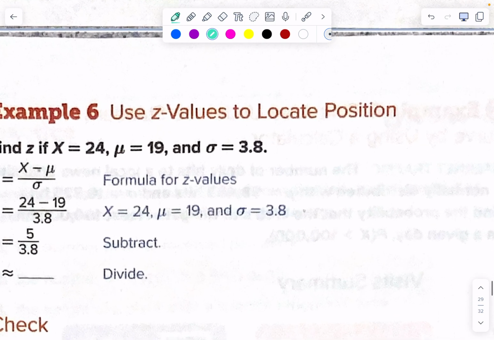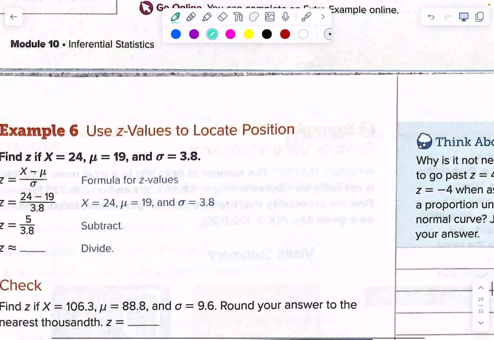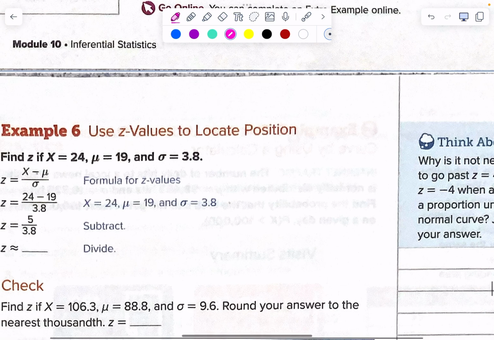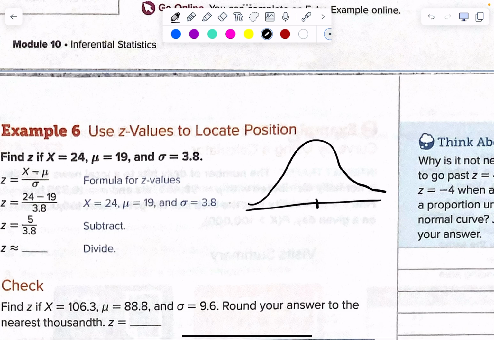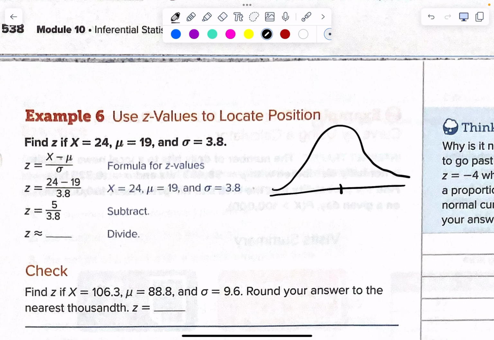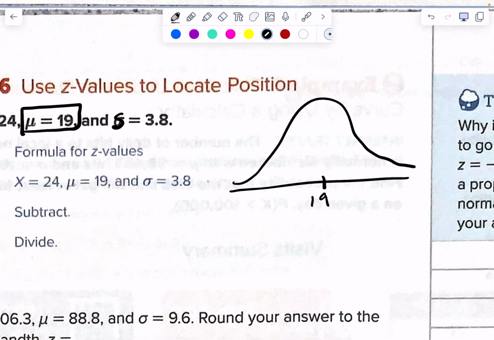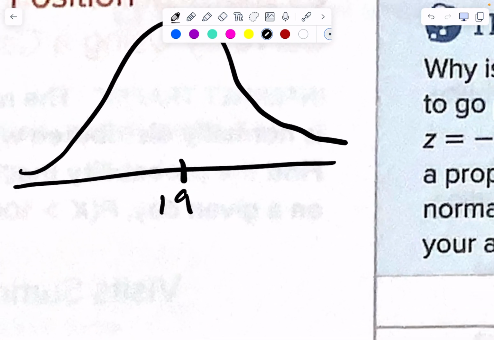The last thing has to do with a z-score, and this is another one of my favorite things to teach. So here we go. Here's my bell curve. Let's go with the data they have here, example 6. They say mu is 19, which is another way of saying your average. So let's say the average ACT score is a 19. And the standard deviation is called sigma, a Greek symbol, and it's 3.8.